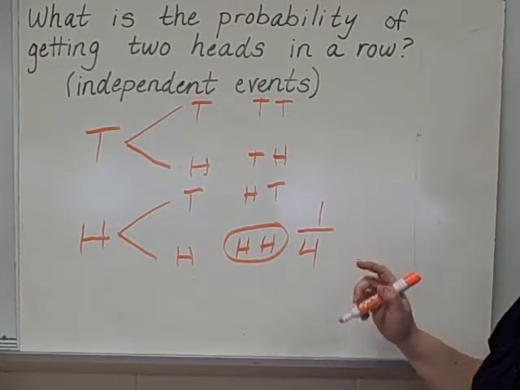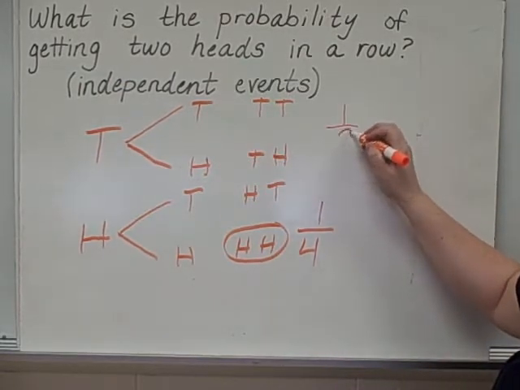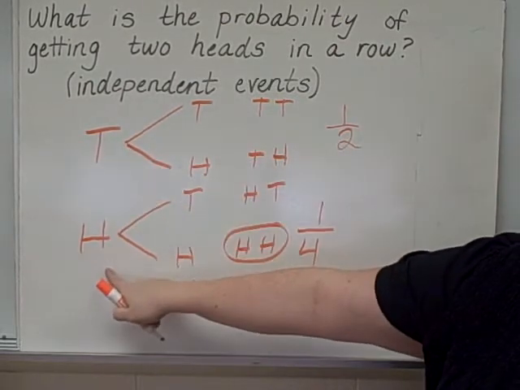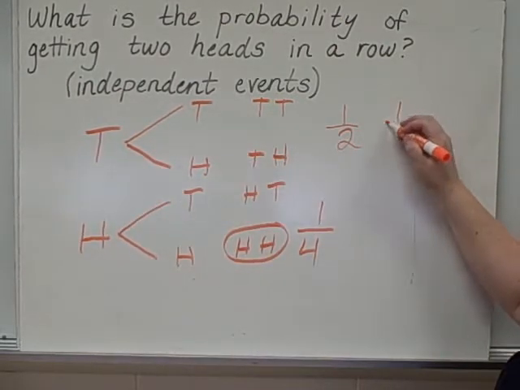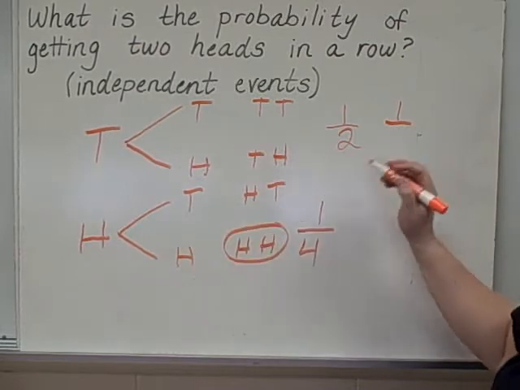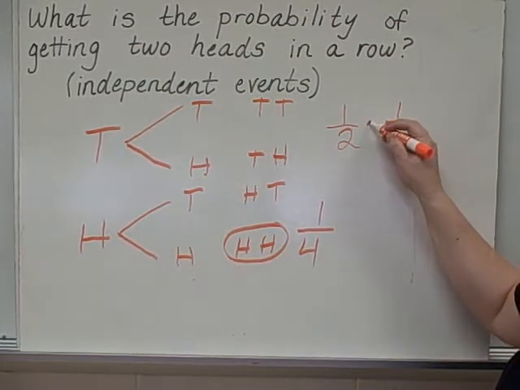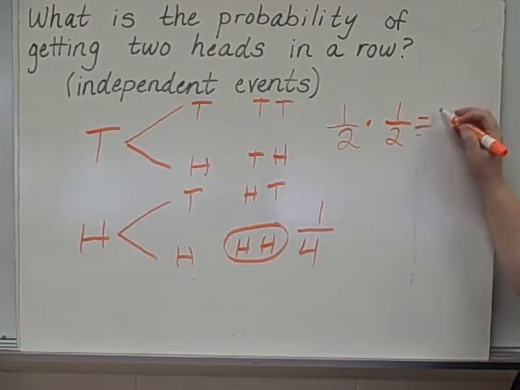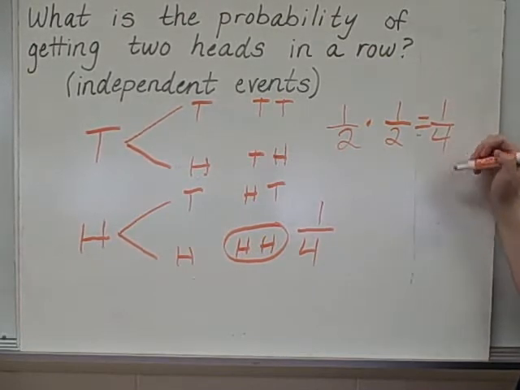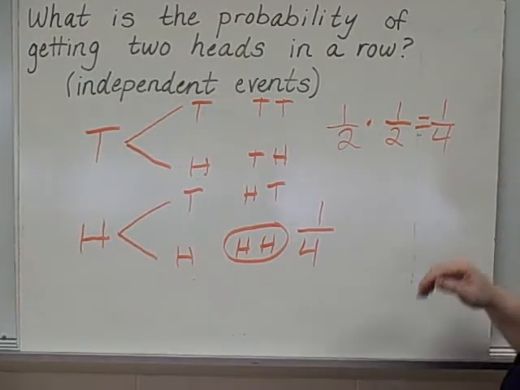You can also look at it as 1/2 for the first flip and 1/2 for the second flip. 1/2 times 1/2 is 1/4. All right?